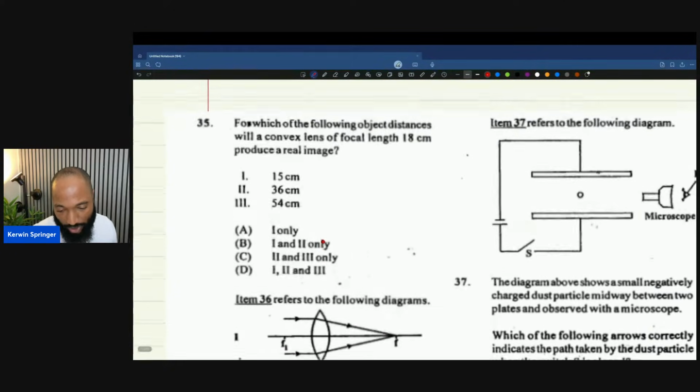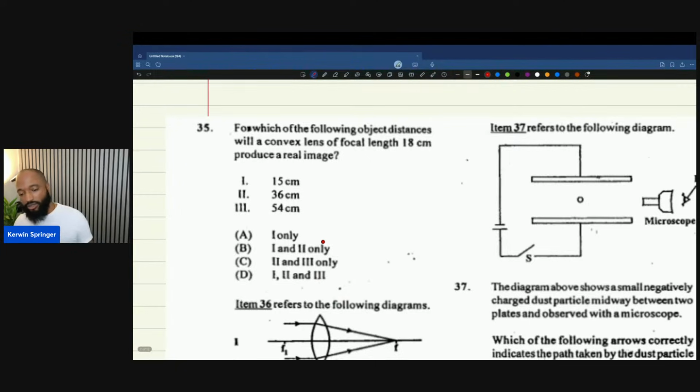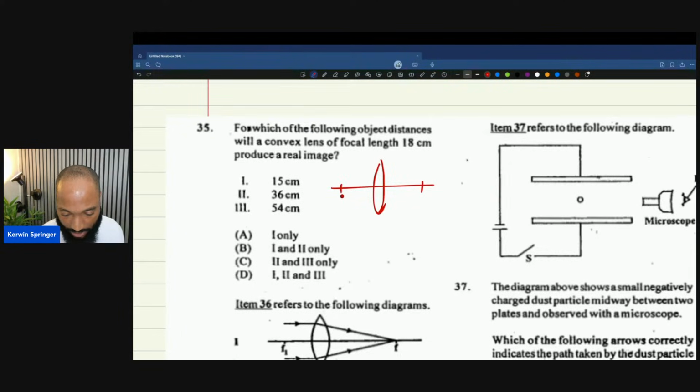For which of the following object distances will a convex lens of focal length 18 centimeters produce a real image? The focal length is 18. So this is your F. That's 18. So where would you produce real images? If you come in front of the focal length, you don't. So 2 is out. 1 is out. So these 2 would work. 2 and 3. C.